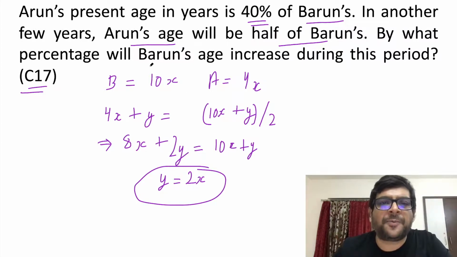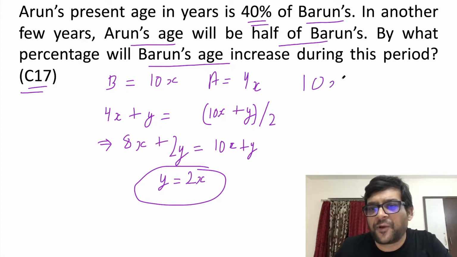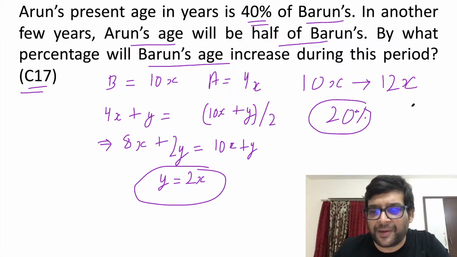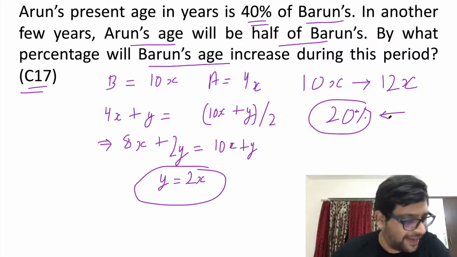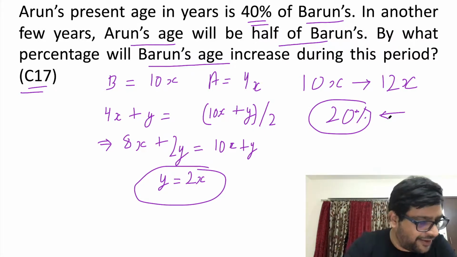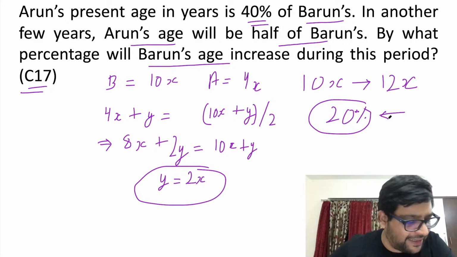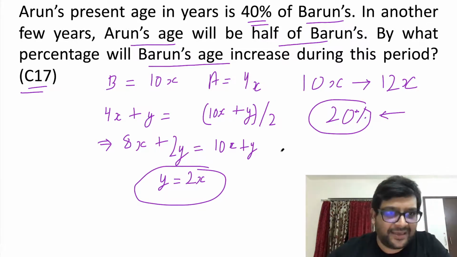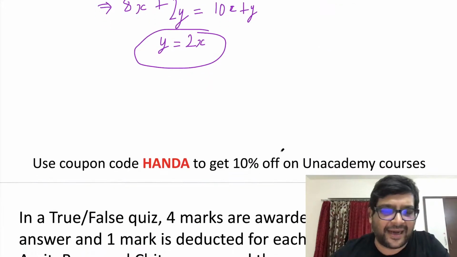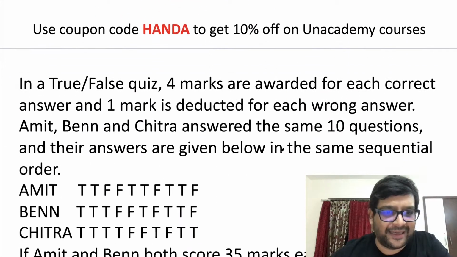Then by what percentage will Barun's age increase? So y is 2x. That means Barun's age will go from 10x to 10x plus y, or Barun's age will go from 10x to 12x. That means the percentage increase that we were looking for is 20%. That will be my answer here. Are you guys okay with this? I think Prinsu has already calculated this as 20%. Yes, Prinsu, that is indeed the correct answer.